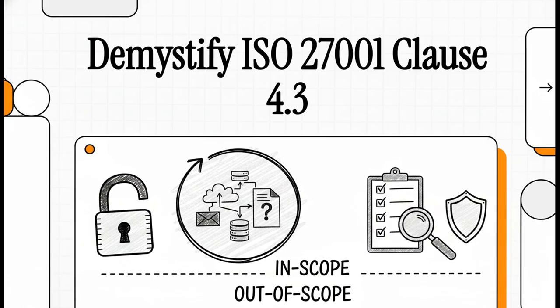Today, we're tackling a crucial yet totally misunderstood piece of information security compliance. We're going to completely demystify Clause 4.3 of ISO 27001. We're taking that dry, boring compliance text and turning it into a visual, practical blueprint so you are audit ready. If you've ever found yourself scratching your head wondering exactly where your information security management system starts and stops, well, you're absolutely in the right place. Let's get those boundaries drawn before an auditor does it for you.